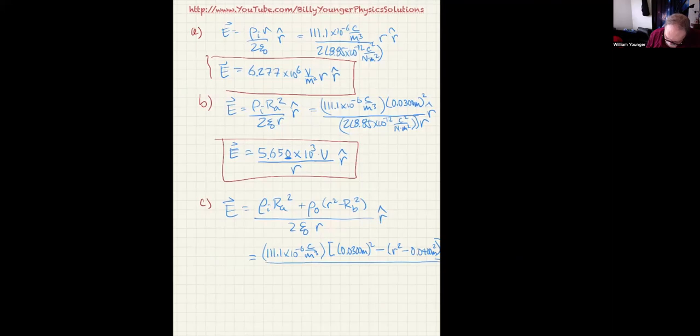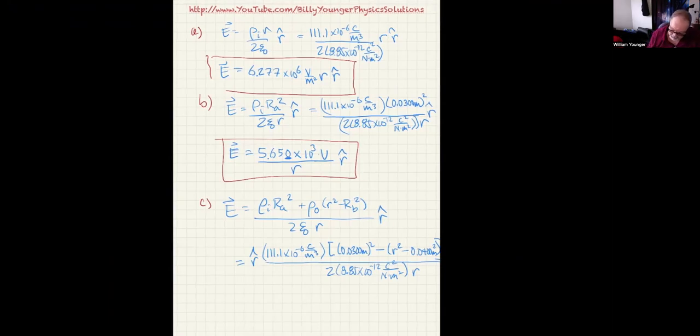All of this will be over 2 times 8.85 times 10 to the negative 12th, again, coulomb squared per Newton meter squared. And then I'll have an R down there. And of course, I'll have an R hat, which, running out of room, I'll just move it this way. I'll say equals, and I'll put the R hat right there, and that'll be just fine.